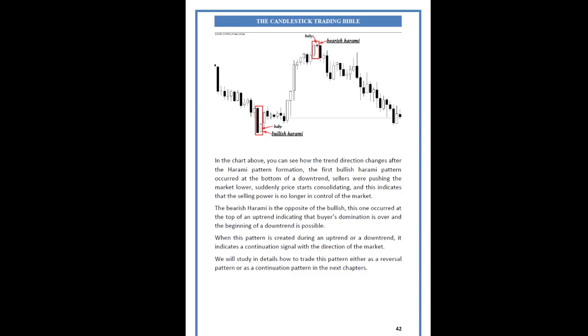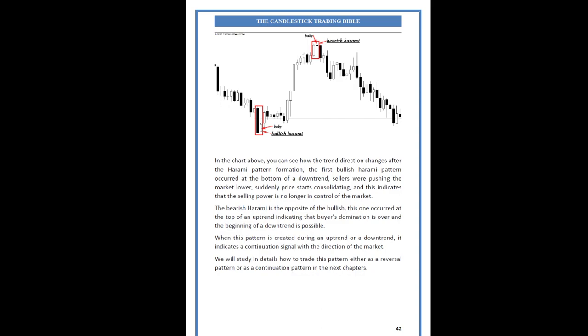Now on the other side, at the top, we have the bearish Harami pattern, and this one occurred at the top of an uptrend, and it basically indicates that buyers were dominating, but sellers are about to cause a reversal and the beginning of a downtrend.